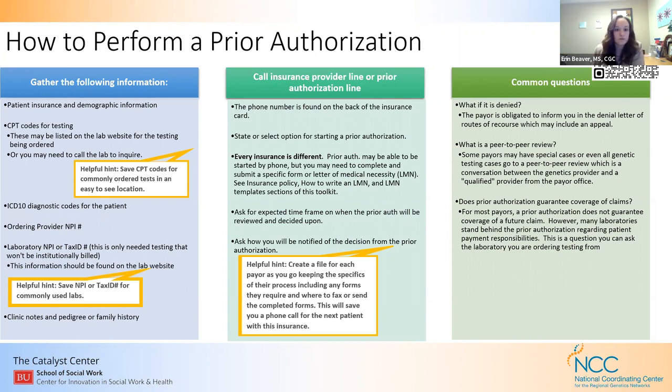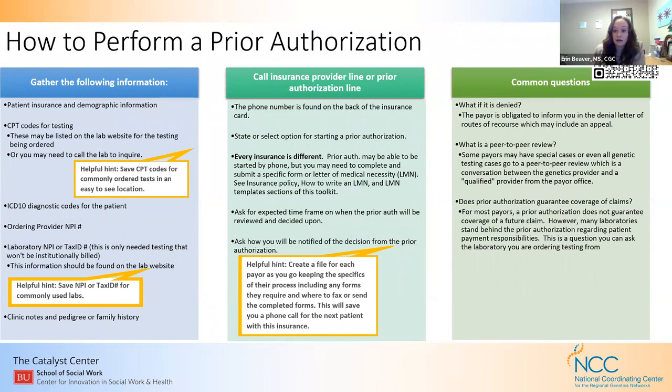The next thing that you'll want to do is to call the insurance provider and ask what their process is for prior authorization. Do they require a prior authorization? Every payer is different. Some are going to have a letter of medical necessity that you have to submit. Some are going to have a phone process or an online-only process. Others may have a special form.